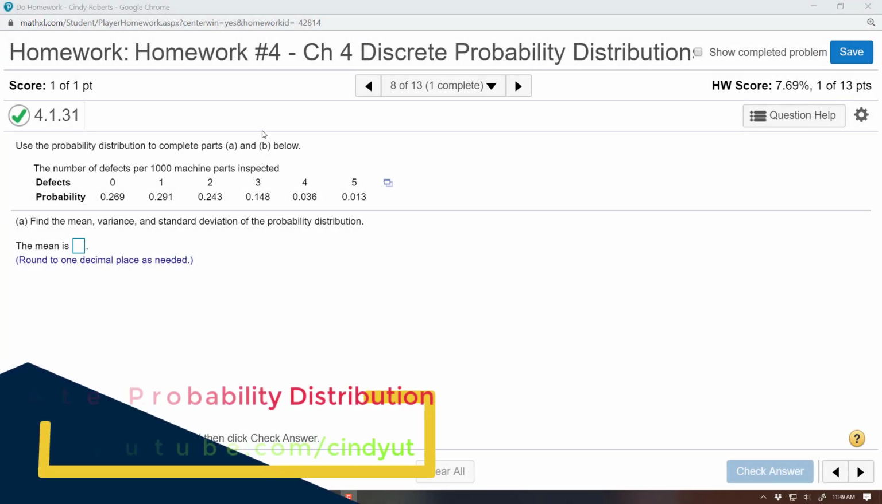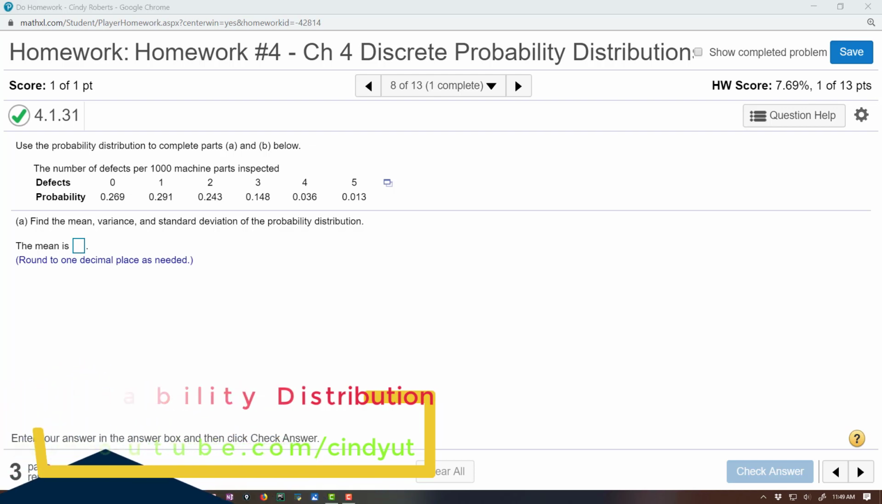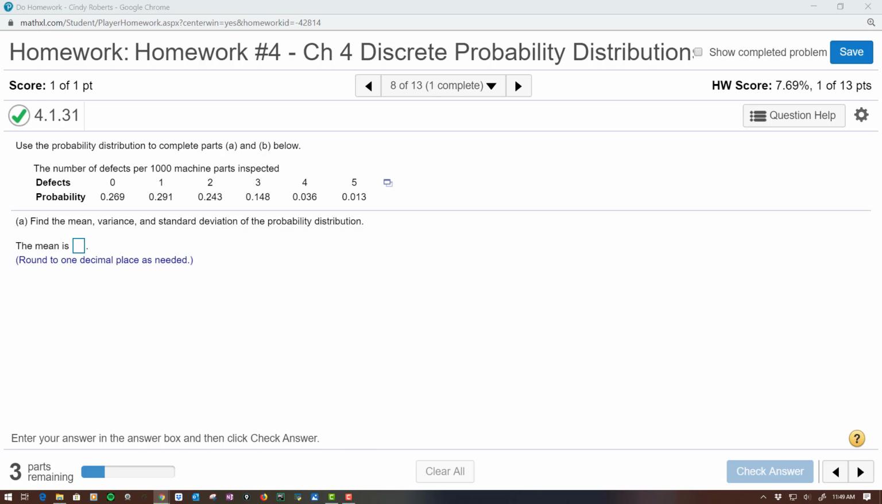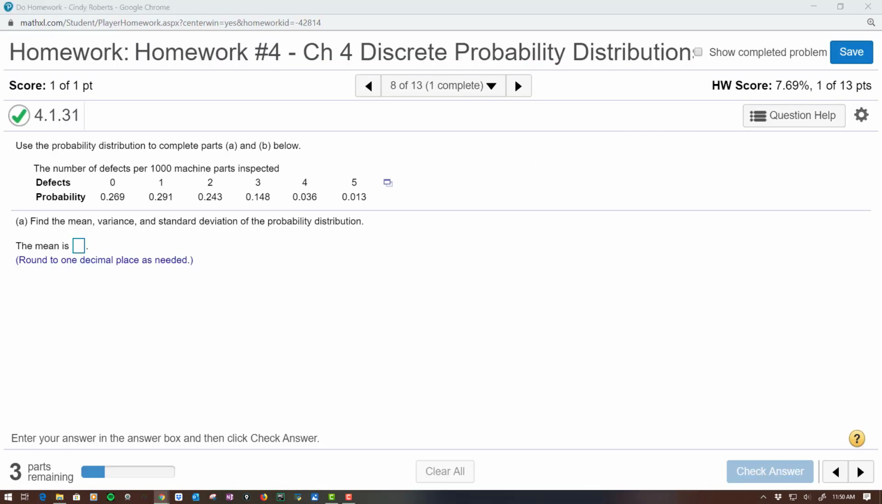All right, so this is cool because this discrete probability distribution, if you look at the formula, unfortunately, to find the mean, you have to take each individual x value times the probability and add them all up. The variance is a lot worse, right? Because you have to square the x value times the probability, minus the mean squared. And so the formulas can get a little crazy, but there is a way to actually do this in StatCrunch.